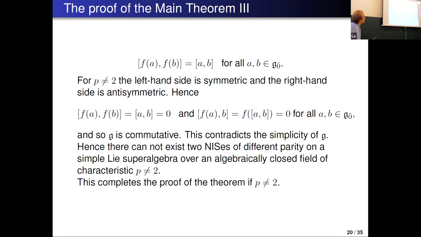Now let's consider. And yeah, that means that if you have two different forms with different parities, this couldn't happen for characteristic not equal to 2. So we are done with a very complicated proof of the first statement that I showed for characteristic not equal to 2. But what will it imply for characteristic equal to 2?